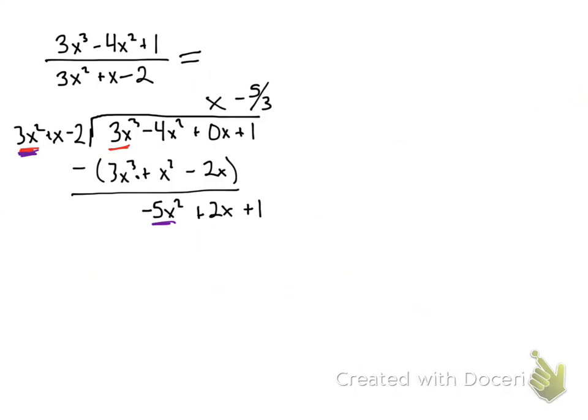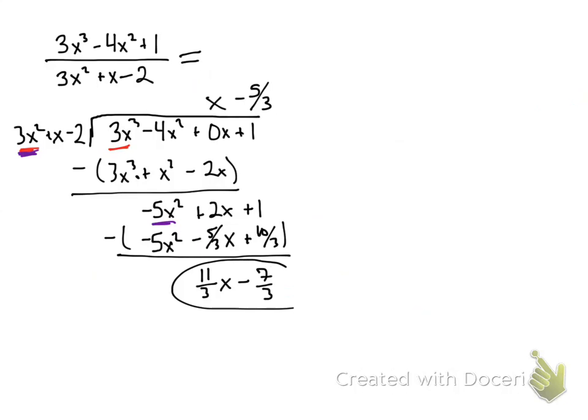When I multiply negative 5/3 times everything on the left, I get a negative 5x squared. But then I get a minus 5/3 x and a plus 10/3. So unpleasant, but we can do it. So I multiplied that negative 5/3 times everything on the left, and now I subtract the results from what's above it. Negative 5x squared minus negative 5x squared goes away. 2x minus negative 5/3 x, that's 6/3 x plus 5/3 x, that's going to be 11/3 x. And 1 minus 10/3, that's 3/3 minus 10/3, that's negative 7/3. So 11/3 x minus 7/3.